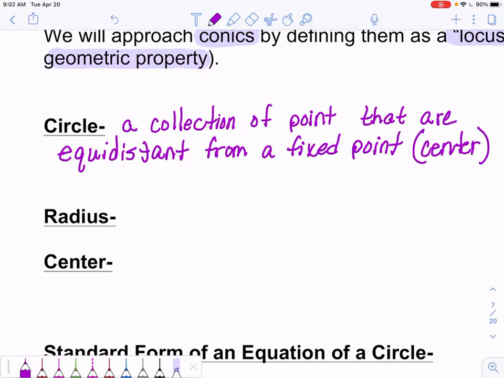So a circle is created because we have a whole bunch of points and all those points are the same distance from the middle point. That's how a circle is created. So I can go from any point at the edge of the circle and get to the middle. It should be the same space.